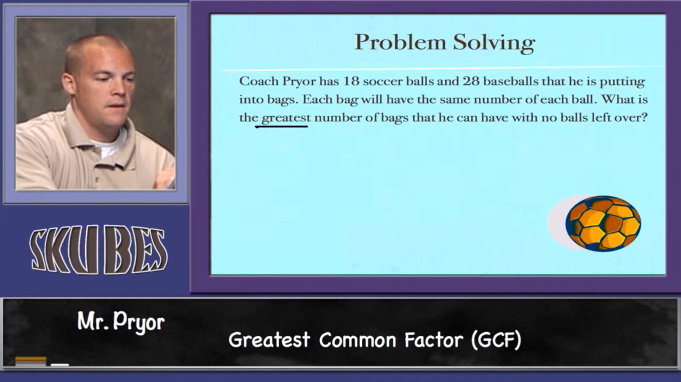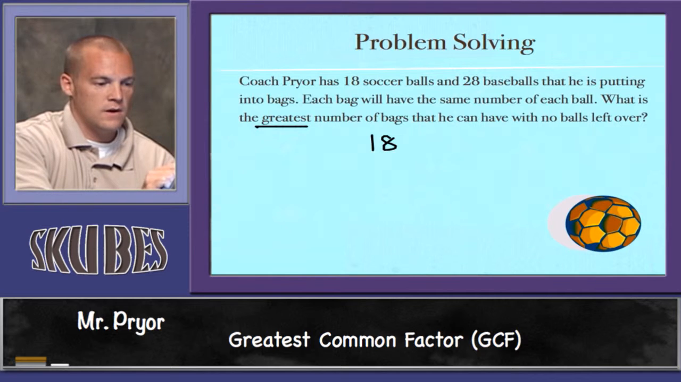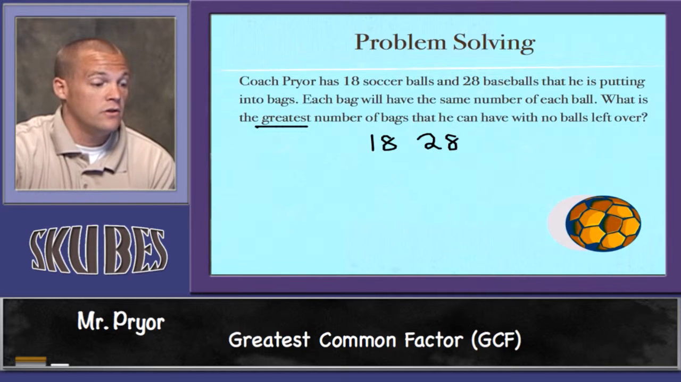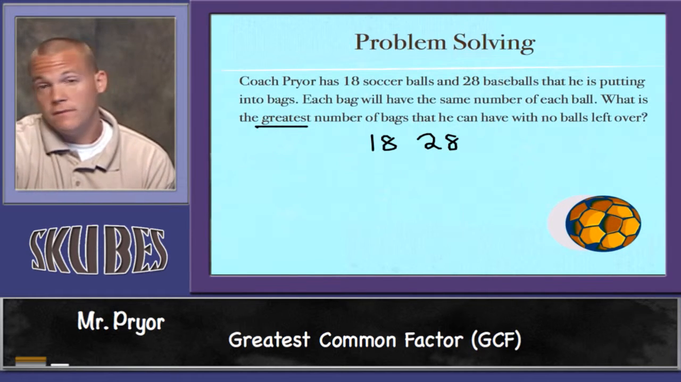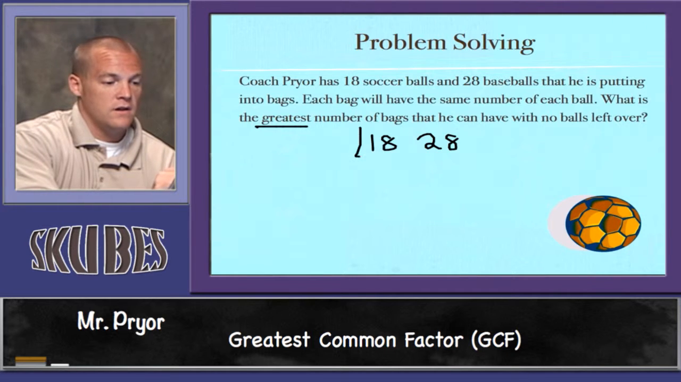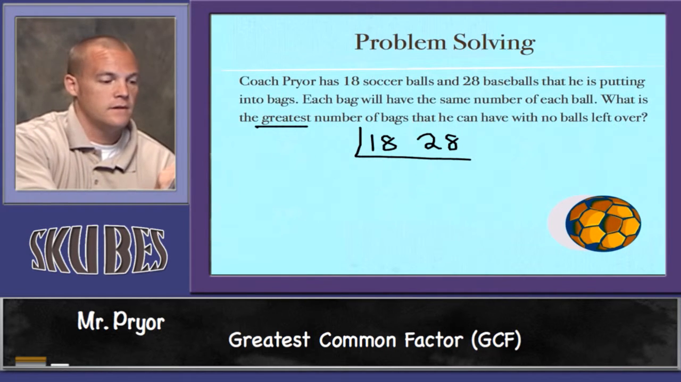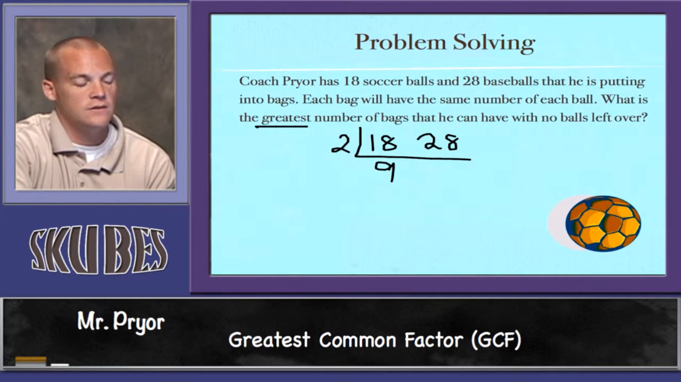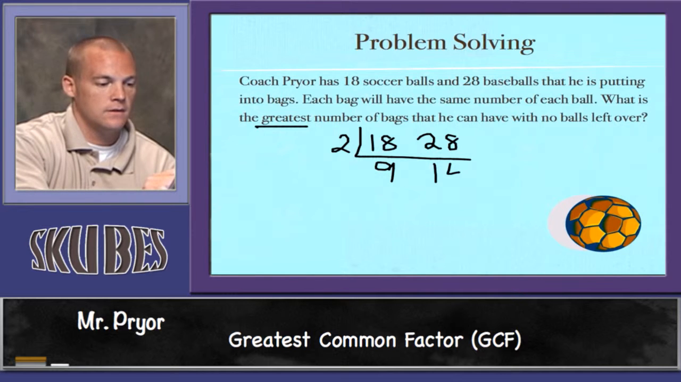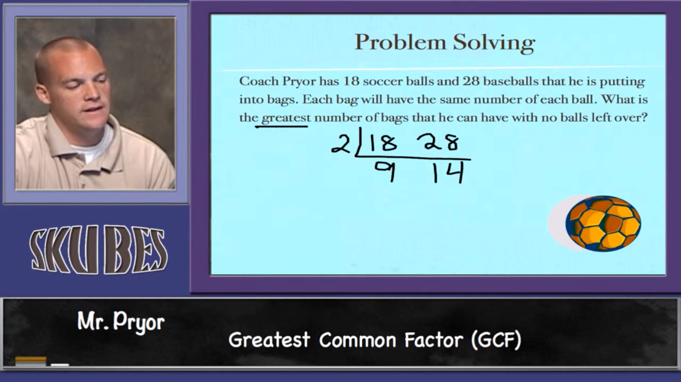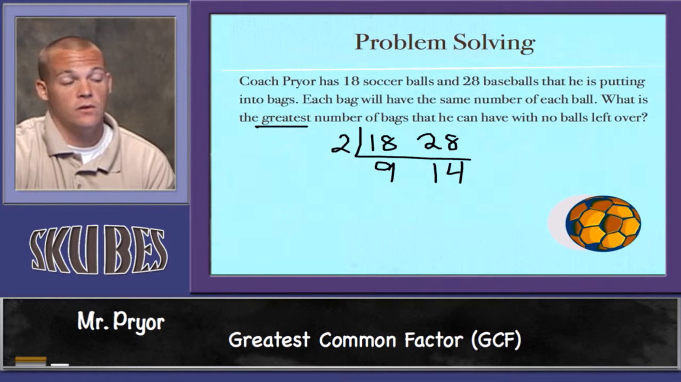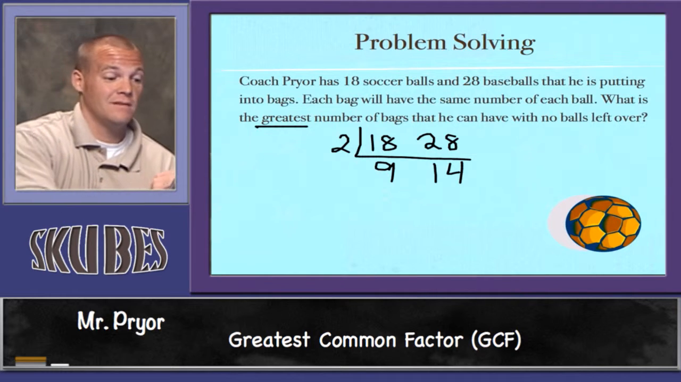Now, depending on what method you want to use, I'll leave that up to you. 18 and 28. I'm going to work through this using the ladder method again. You can also go back and use the tree method if you'd rather. I'm going to find what number goes into 18 and 28 evenly. In this case, it's going to be 2. 2 goes into 18 9 times, and 2 goes into 28 14 times. All right, so looking at 9 and 14, is there a number that can go into each of those evenly? Actually, there's not. So the largest number that these two have in common is actually 2.